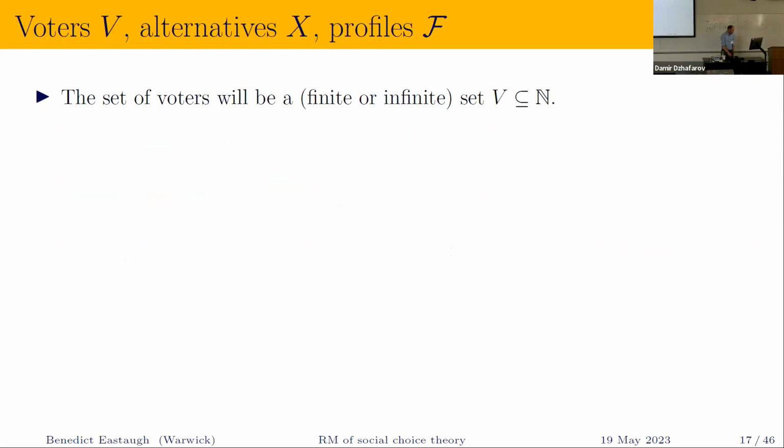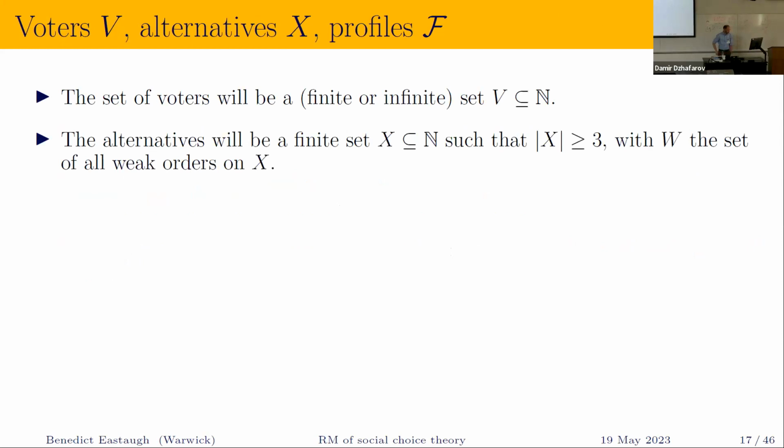Okay, so the set of voters will be a finite or infinite set of natural numbers. Alternatives will just be some finite set. I guess I'm sticking to just calling it a finite set of natural numbers, but you can obviously just think of it as being a natural number, if you like. And for coding purposes, of course, that's exactly what it is.